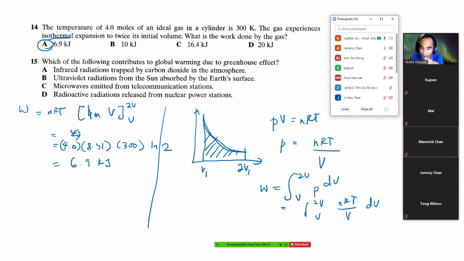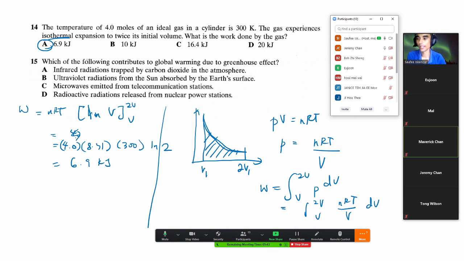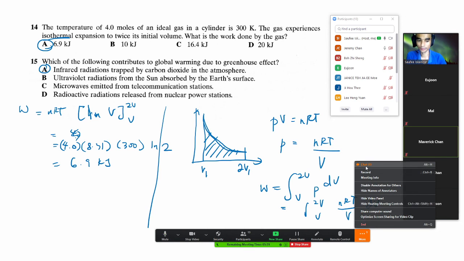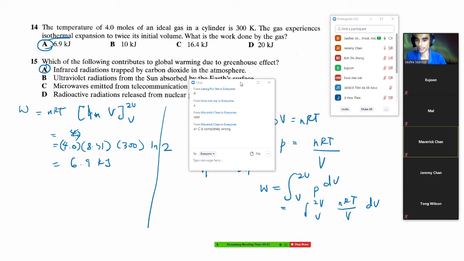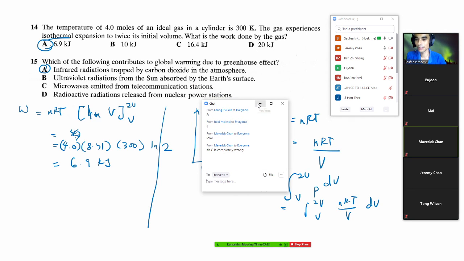Cannot be absorbed. C, microwave emitted from equipment. No, this one is not. D, radioactive radiation released from nuclear power source. Okay, so the answer is A. Infrared radiation trapped by carbon dioxide in the atmosphere. C is completely wrong, and D is also completely wrong.